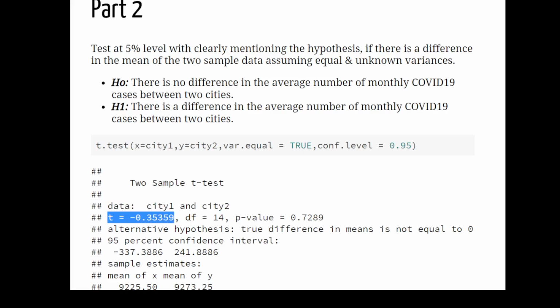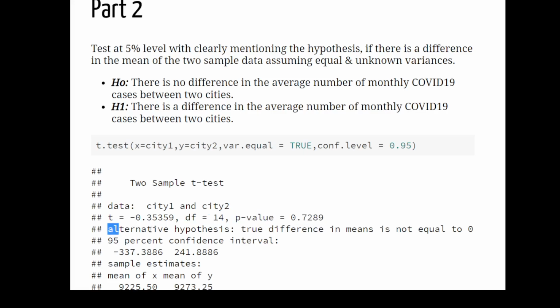Degrees of freedom. Now, degrees of freedom equals 14. Well, that is the sample size for both data sets minus 1 for both data sets, so minus 2 altogether. So we have 8 plus 8 minus 2, or if you prefer, 8 minus 1 plus 8 minus 1. That gives us 14. The p-value is 0.7289. That's good, so that's what we will interpret. I'll come back to that shortly.